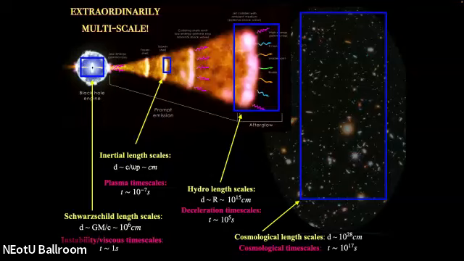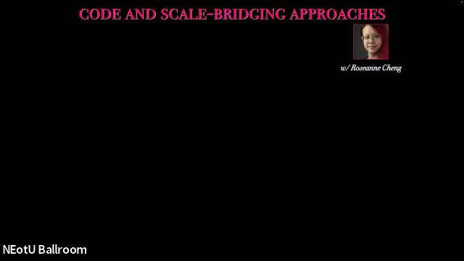The central engine is at Schwarzschild length scales, 10 to the 6 centimeters or so. Our hydro length scales are 10 to the 15 centimeters. If we want to understand their evolution throughout cosmic time, we're talking cosmological length scales. So we're spanning about 30 orders of magnitude in length and time. If anyone does computation in here, that's not easy to do, certainly not with a single code. So we have an approach.